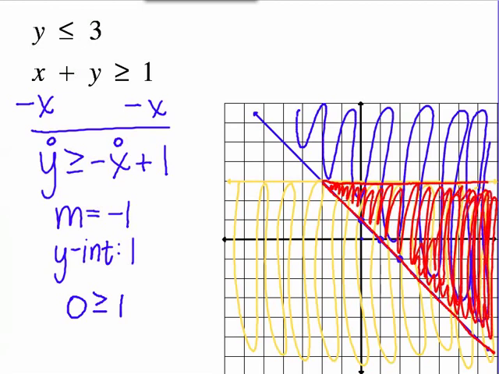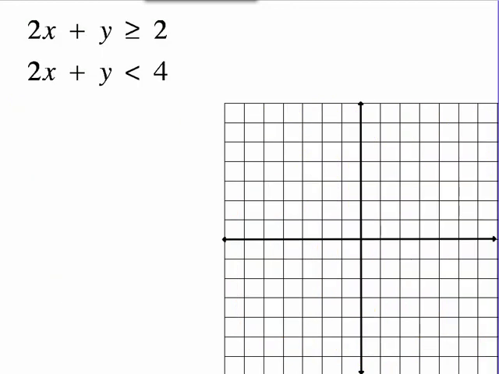So there you go. Once again, that means anything in this red area works for both inequalities. So far, so good? Yeah. Okay, hold on. Let's look at this next one.